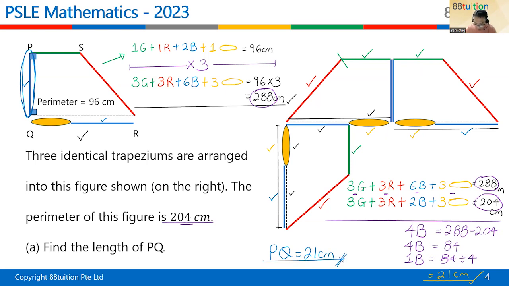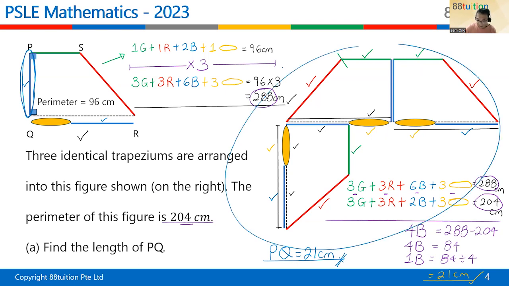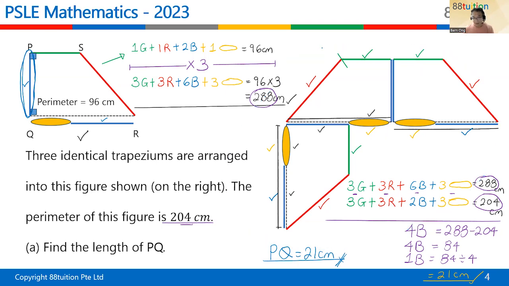Woohoo! All right, so children, for this type of question in 88 tuition, we always try to use color to group them in different sets, and we try to write out in a way, these are what we call equations. All right, and we can do a comparison. Things will be much easier this way. Can you see that? Learn to appreciate the colors, children. All right, so moving forward, we know that PQ is 21 cm.